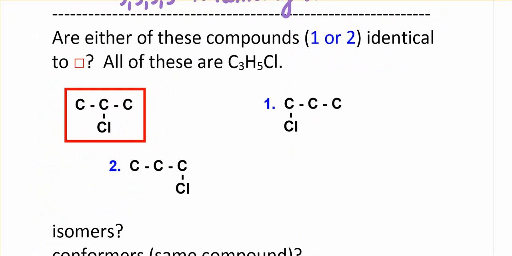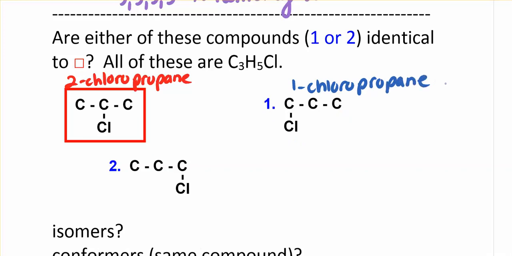On this one, we want to make sure that we're understanding the structures well. Are either of these, 1 or 2, the same as the one in the red box? One way you can tell is by naming them. If I named this one in the red box, it would be 2-chloropropane. If I named number 1, it would be 1-chloropropane. Okay, so neither one of these are the same as the one in the red box, because in this one the chlorine is on the middle carbon, and on each of these the chlorine is on the end.